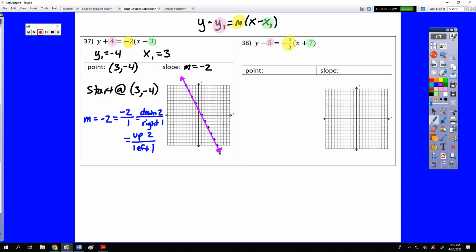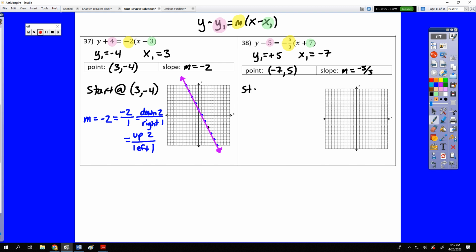Okay? Next problem, y1 is negative in the equation. That means positive 5. x1 is positive in the equation. That means negative 7. So our point is negative 7, 5. And our slope is negative 5/3.